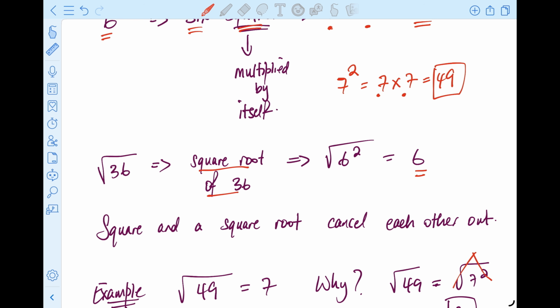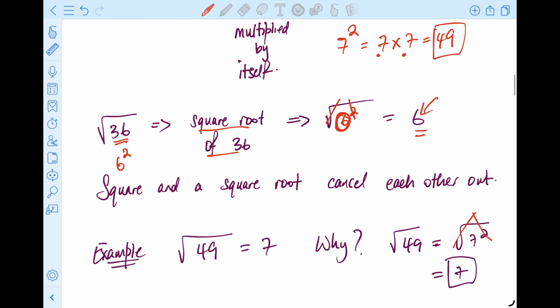36 is also 6 squared. And so the square root of 36, check this out, can also be rewritten as the square root of 6 squared. And what's happening is that in mathematics, a square root and a square cancel each other out, leaving us with the number. That's why the answer is 6, right?